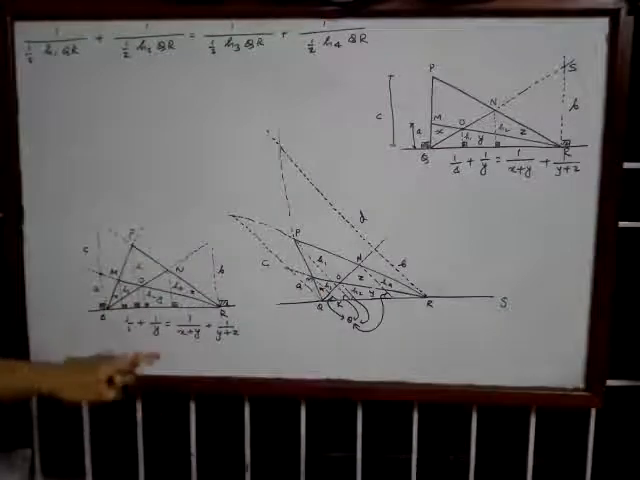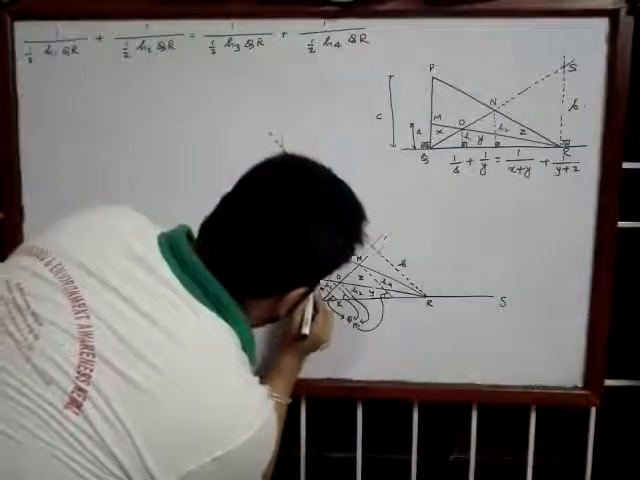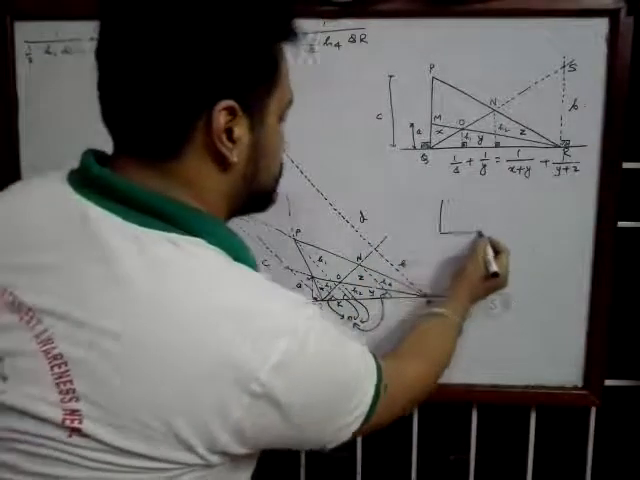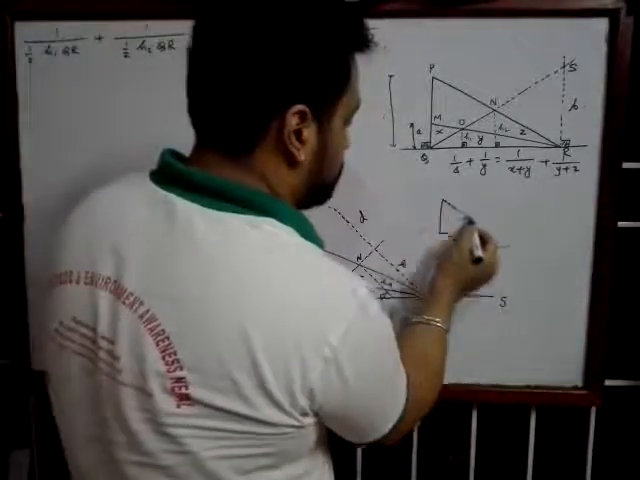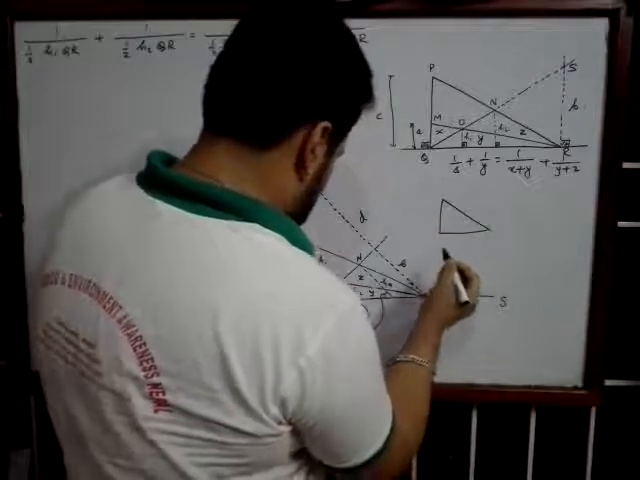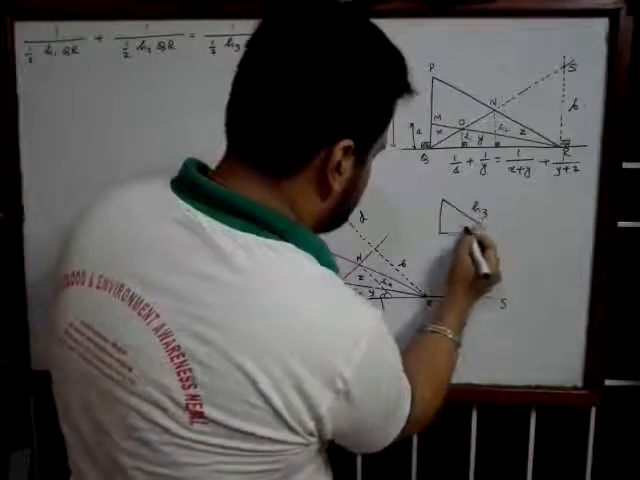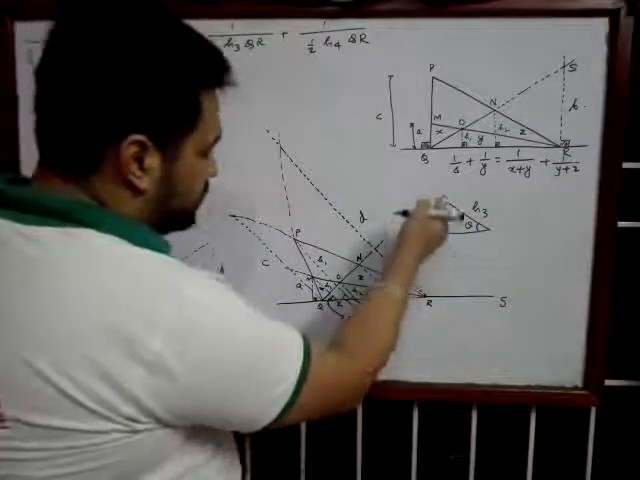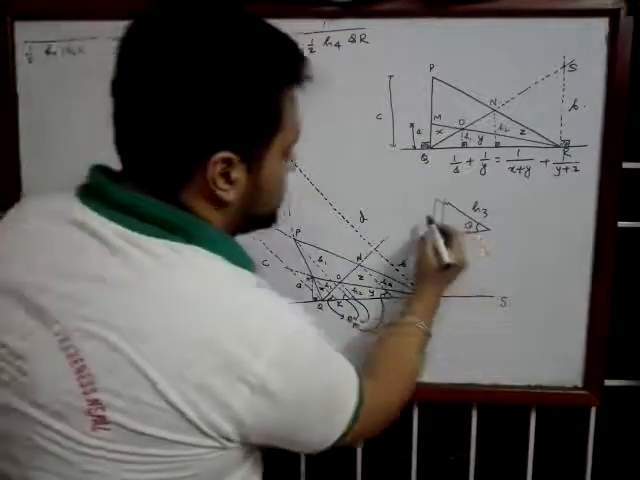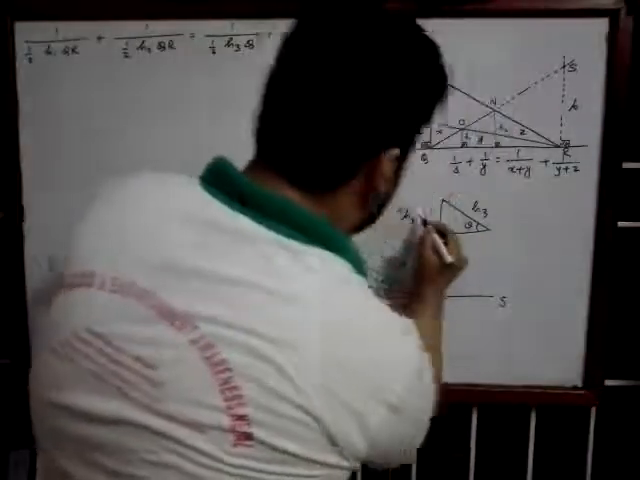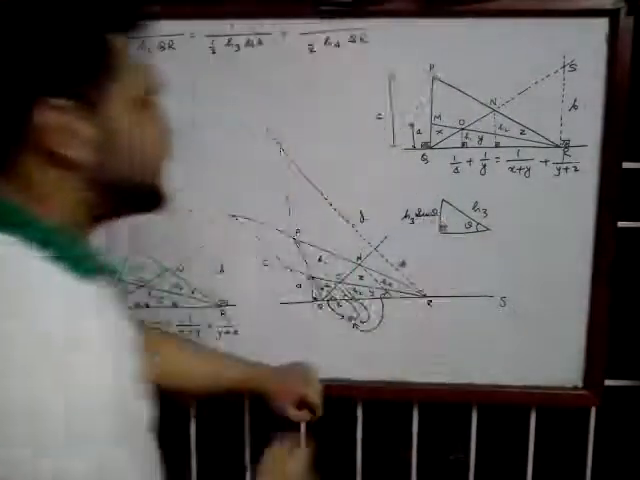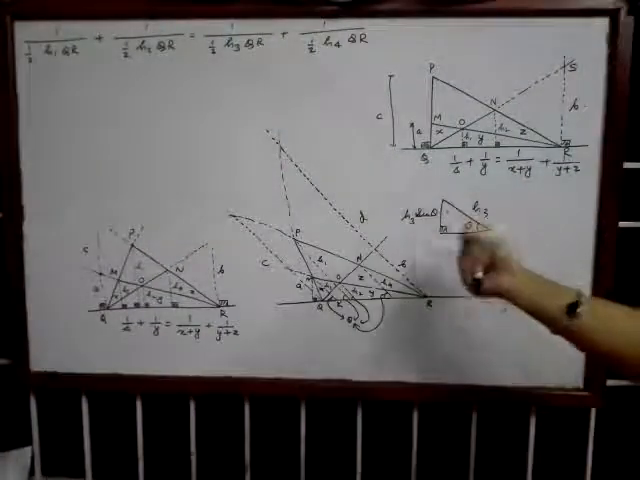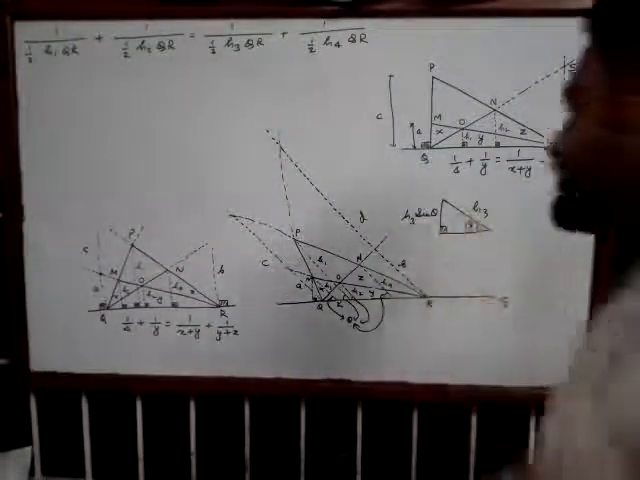Okay? Now, if you drop a perpendicular like this, what we have is this is H3, this is theta, and we've dropped a perpendicular like this. So the length of this perpendicular is H3 sine theta, isn't it? Because sine theta is equal to this length by H3, so this length is H3 sine theta.